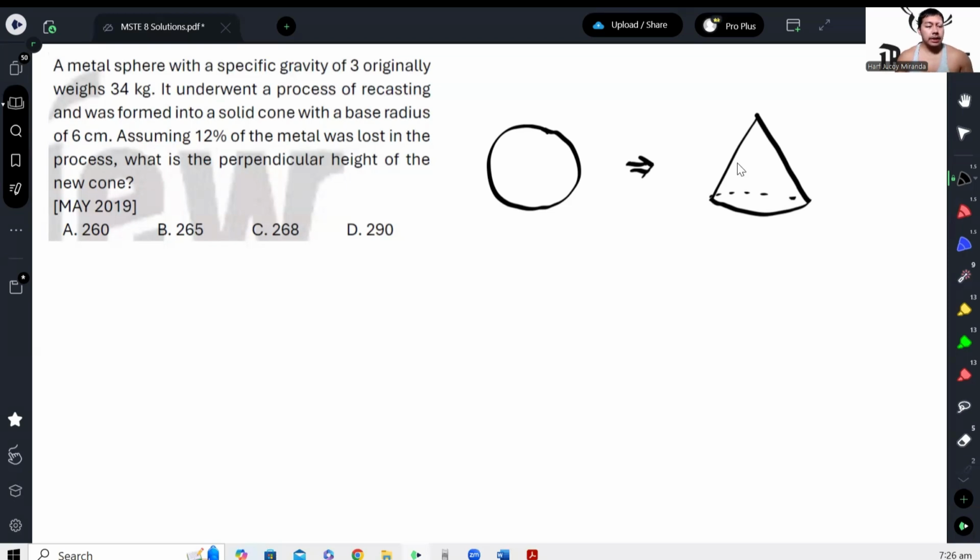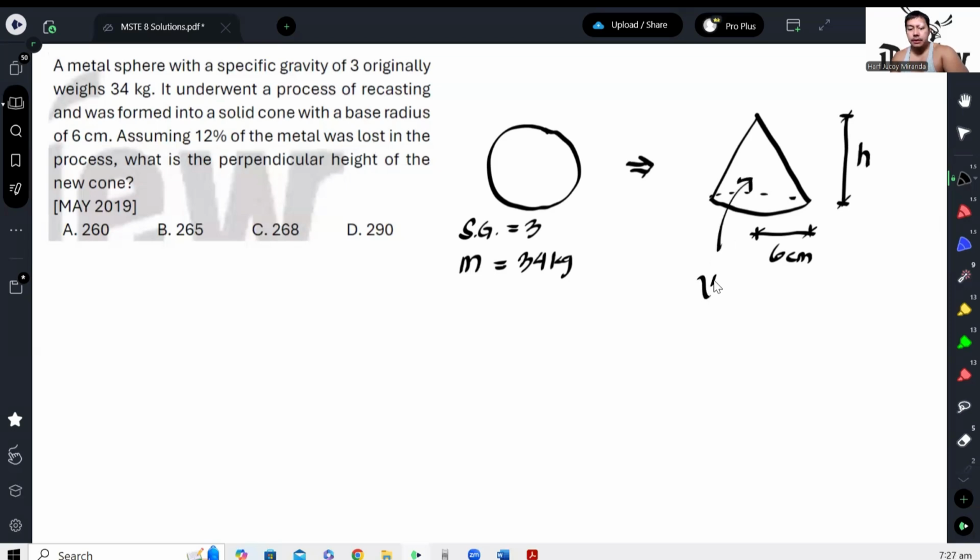Okay? But the question is, what is the volume? Kasi ang binigay lang sa atin ay specific gravity, which is 3, and then binigay yung mass, which is 34 kilograms. Okay? So dito, gamitin siguro natin yung concept ng, o nga pala, binigay rin pala yung radius nito. So this is 6 centimeters. Okay, so ang pinapahanap sa atin yung height. Okay, so tapos yung volume ng cone ay equal lang sa 1 minus 12% ng volume ng sphere. So kailangan natin malaman kung ano yung volume ng sphere muna, no?